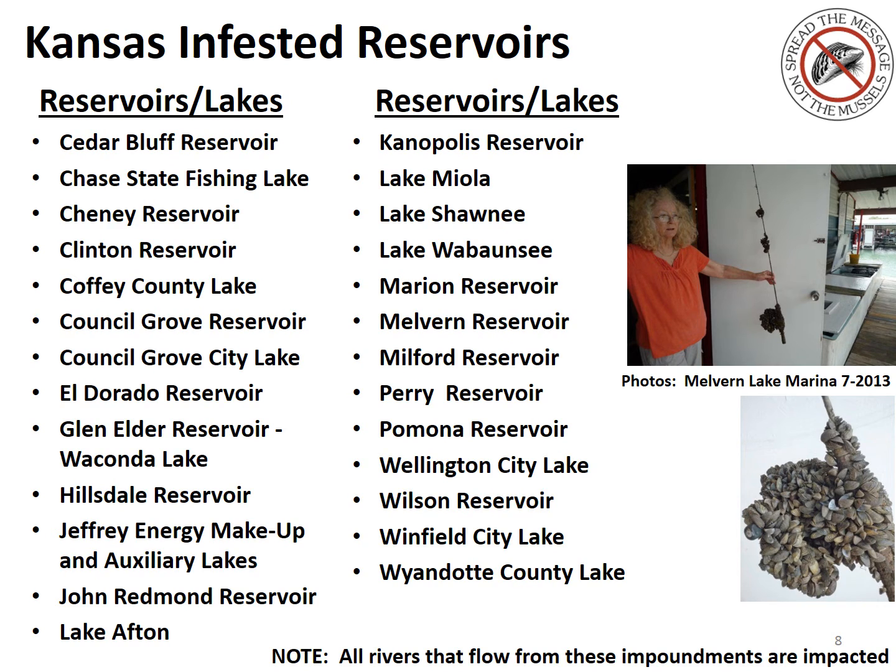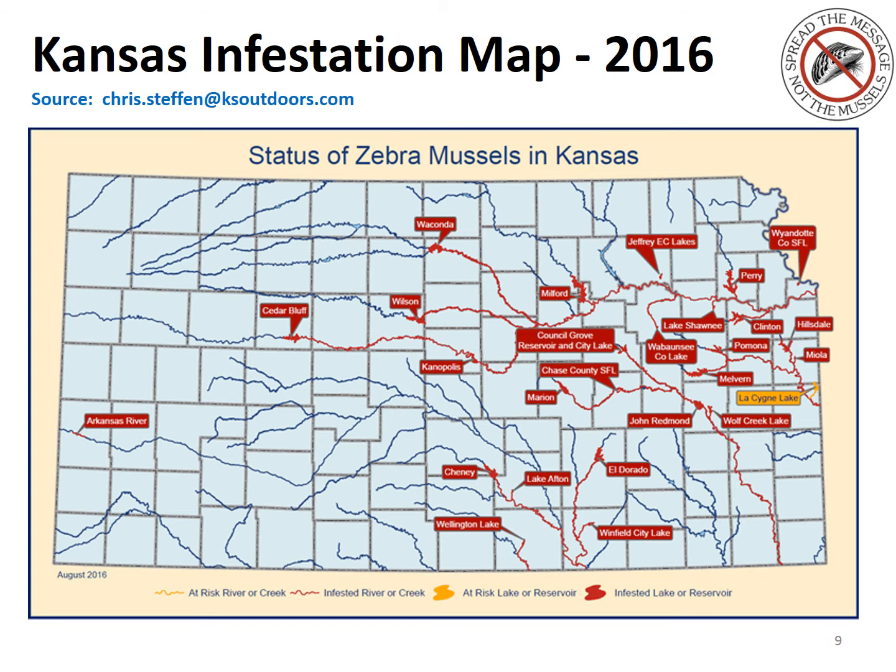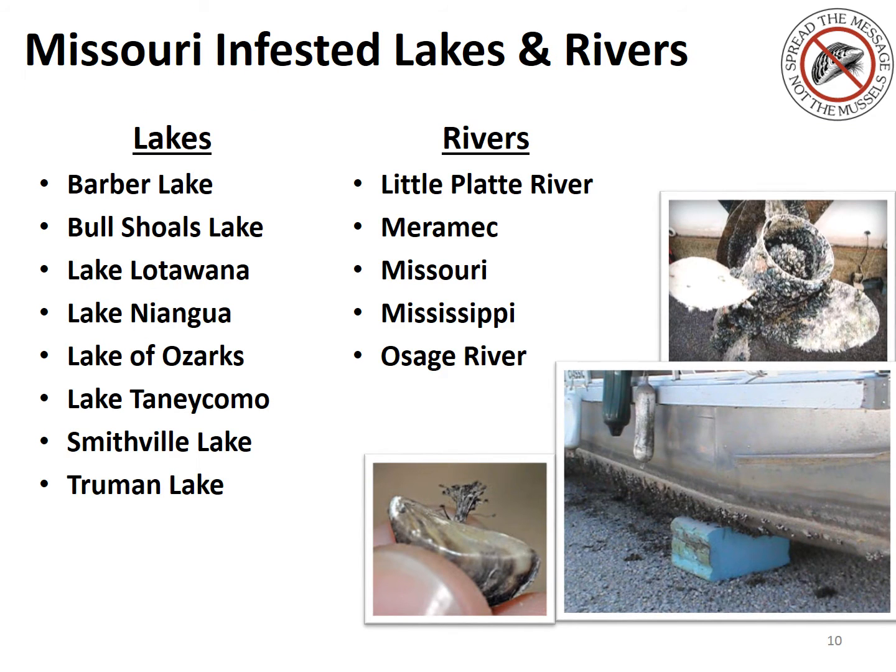Here is a list of the Kansas-infested reservoirs and lakes. A map of Kansas infestation shows how prolific the zebra mussels have spread across the entire state. Here is a list of the impacted Missouri lakes and rivers known to have zebra mussels.